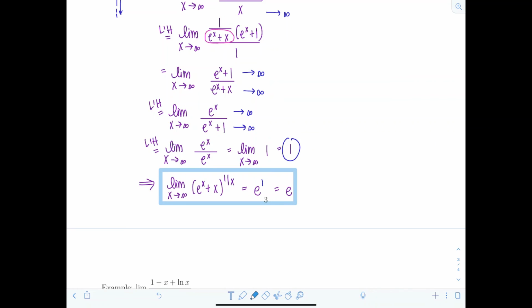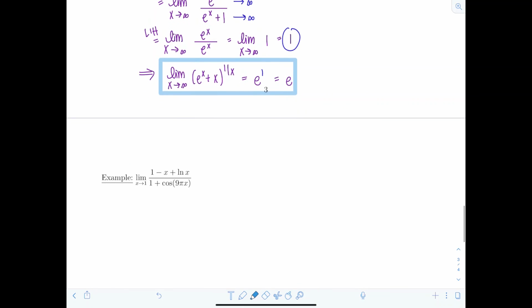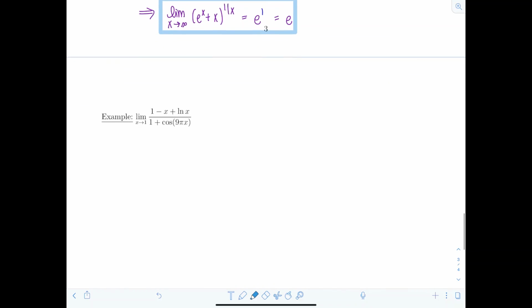Okay? Very nice. How about one more? So we have the limit as x approaches 1 of 1 minus x plus natural log of x over 1 plus cosine of 9 pi x. So always start out, just investigate, see where things are going with the way your function is originally written. So x goes to 1.